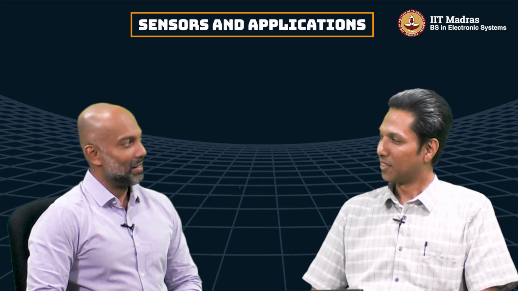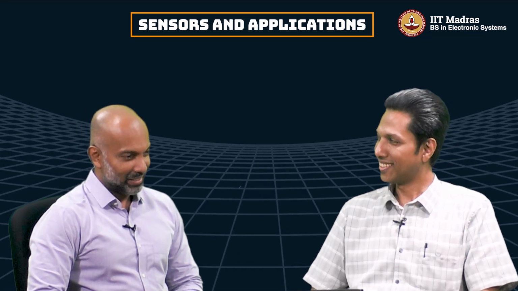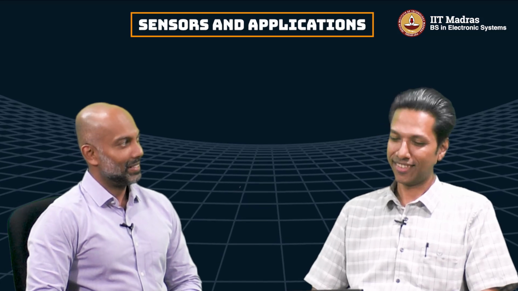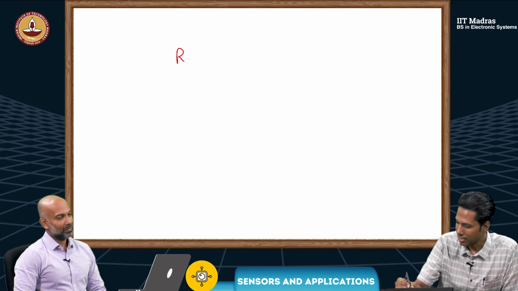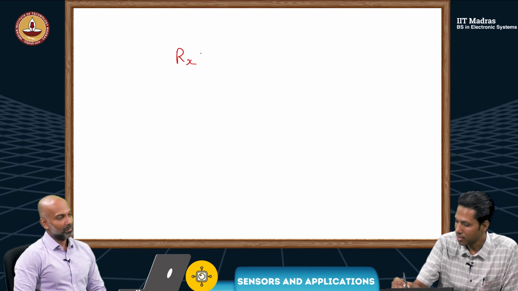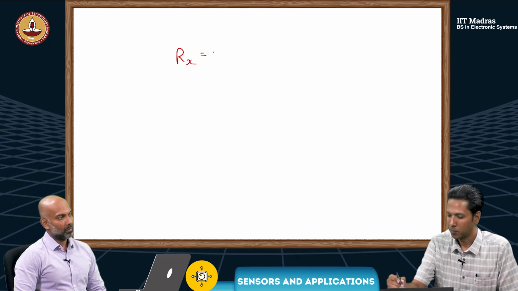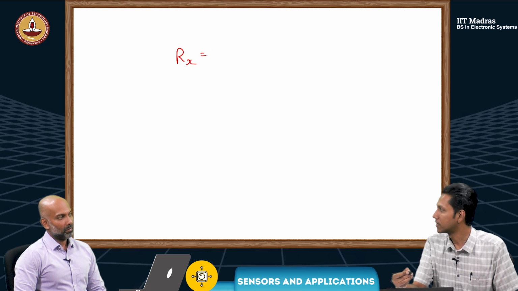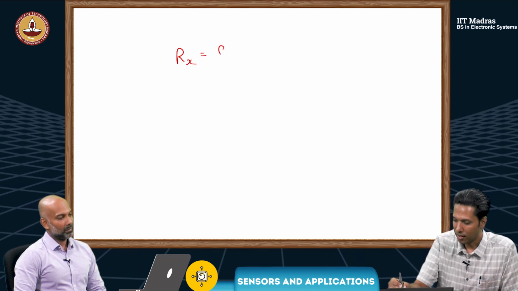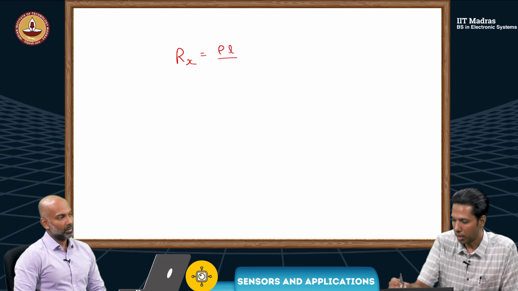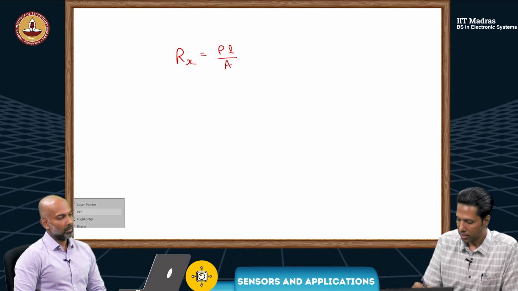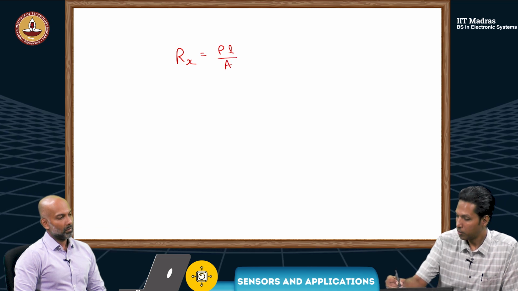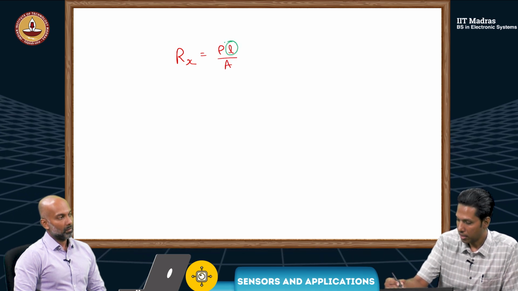I think maybe we'll continue with the resistive sensors, continue where we left off. So, I remember we had this expression, let's say Rx, because resistance was changing. Let's put Rx equal to rho L by A. And then what we said is we will make use of this L somehow.